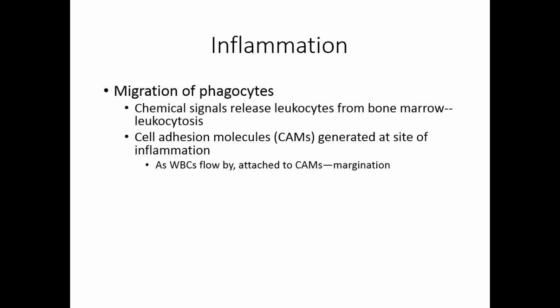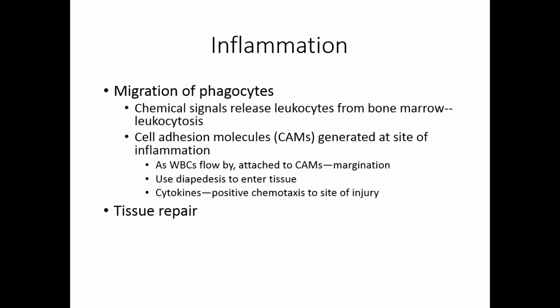As the white blood cells flow by, we want to make sure that they stay at this location. So the CAMs act as attachment proteins. As the white blood cells are flowing by, they attach to the CAMs. This is what we call margination. We have the white blood cells lining up along the capillaries. Once the white blood cells are on the walls of the capillaries, they will use diapedesis to enter the tissue. Cytokines from the damaged tissue provide positive chemotaxis so that the white blood cells migrate exactly to the point of injury. The purpose of inflammation is to allow for tissue repair.